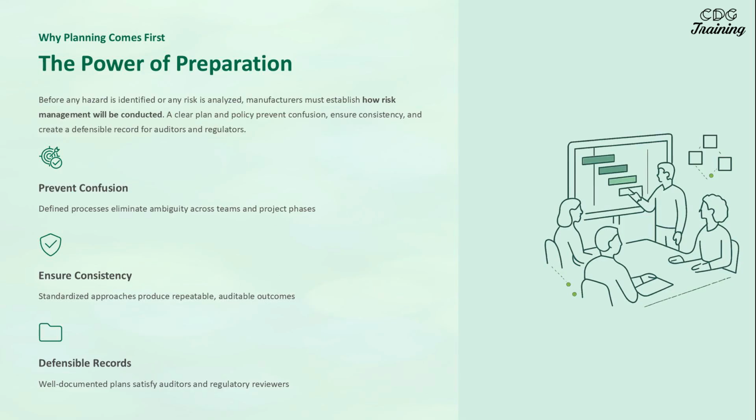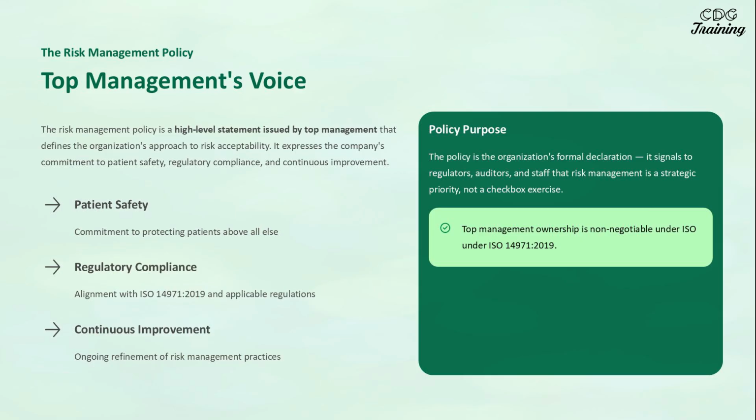Before any hazard is identified, preparation is key. A clear plan and policy prevent confusion, ensure consistency, and create defensible records for auditors and regulators. The risk management policy is a high-level statement by top management, emphasizing patient safety, regulatory compliance, and continuous improvement. It's a strategic priority, not just a checkbox exercise.